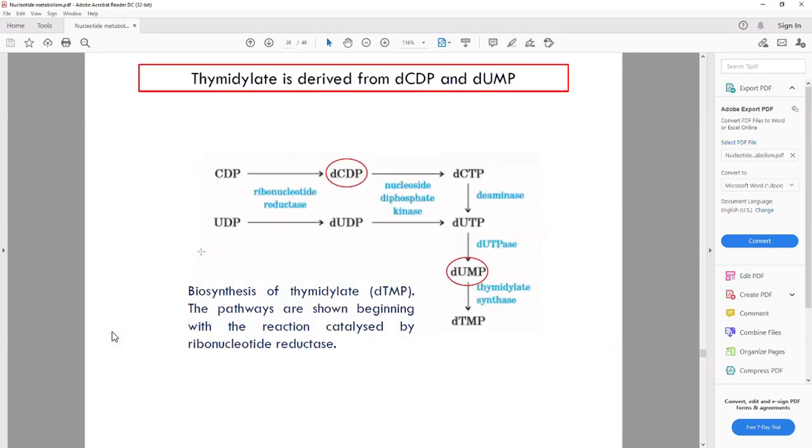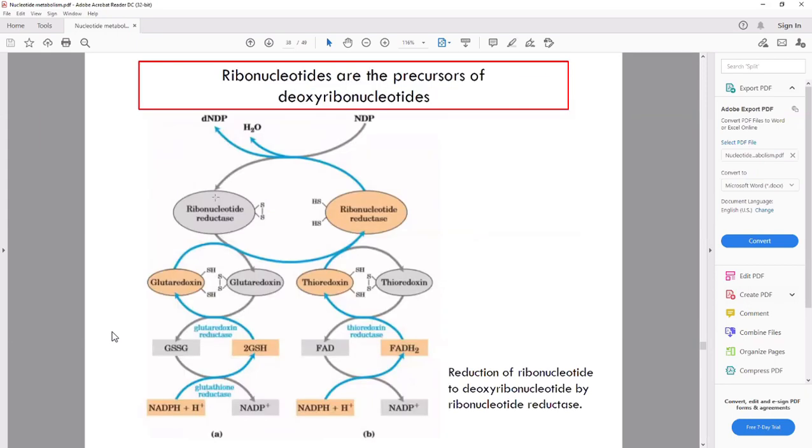For ribonucleotide, obviously the regulation is also there, and this enzyme is going to be regulated.